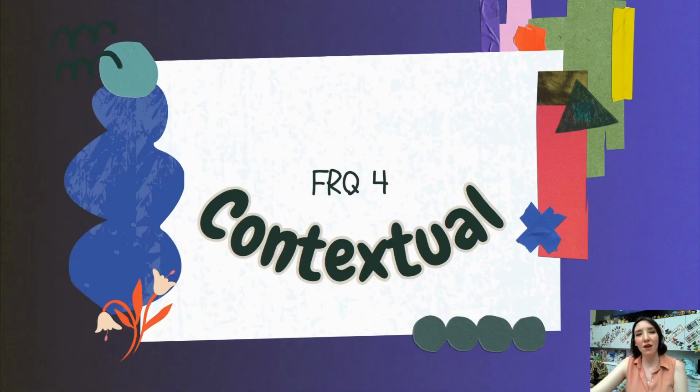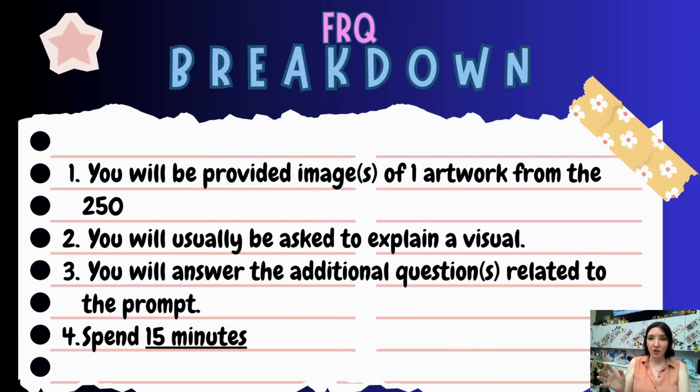Looking now at FRQ 4, the contextual FRQ. This will always be number 4 on the exam. So the contextual FRQ is one where you get the image. The image is from the 250. The rest of the questions are kind of a mystery bag. Because it is contextual, it's going to be very much about the history, the context, whatever's important to that piece.